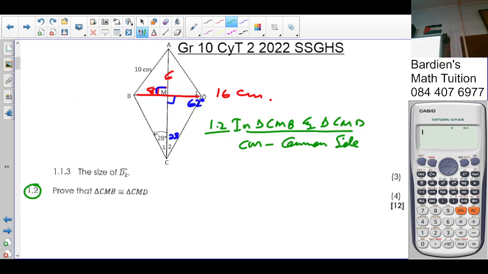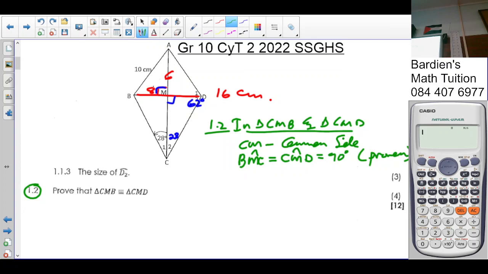We know that is 90 and this is 90. Not so? So we're going to say that angle BMC is equal to angle CMD, which is equal to 90. We spoke about that already, so we say proven. It's perpendicular. Okay?